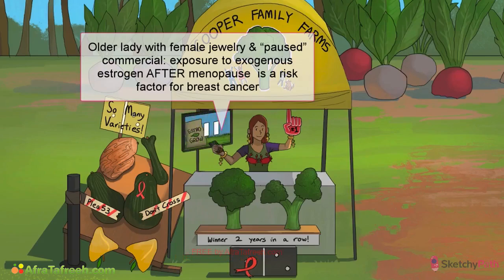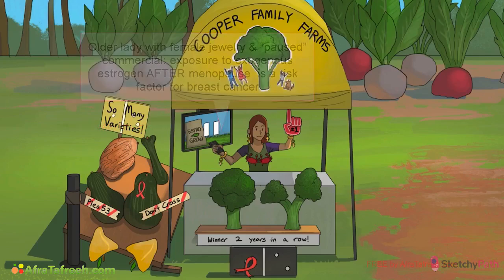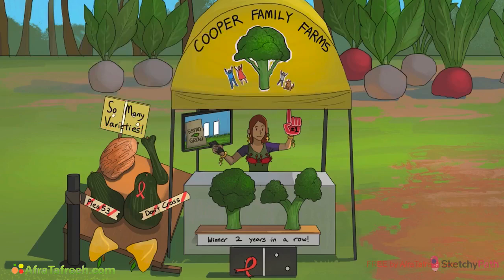hormone replacement therapy. Take a look at Mrs. Cooper. She's got a ton of jewelry on now, all of which are shaped like our recurring symbol for estrogen. She's smack dab in the middle of a pause during a commercial for the official fertilizer of Cooper Family Farms, EstroGrow. Unlike endometrial cancer, the risk for breast cancer is elevated even if progesterone is given along with estrogen. Check out our uterine gardening sketch for more details on endometrial cancer.